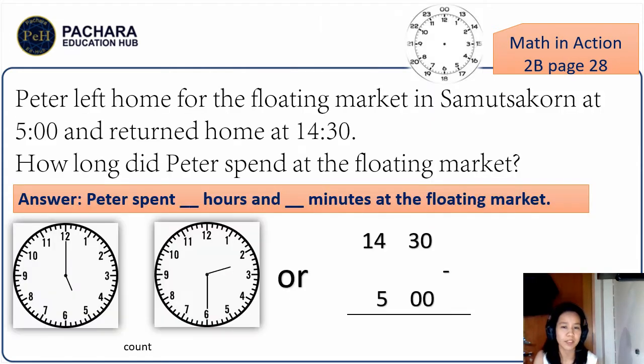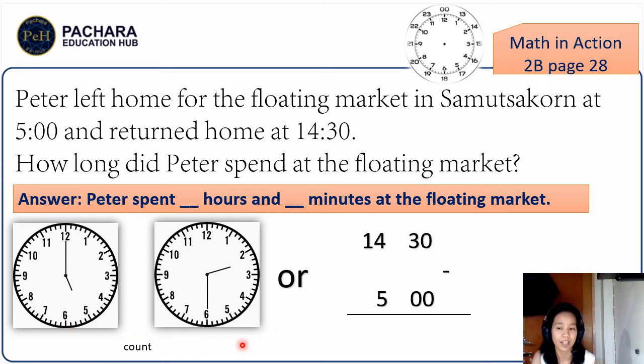So the solution for that is subtraction, of course. Or you may count, because most of my students like counting, all right? That's what mathematics is for as well, to find a solution. So from 5 a.m., 5 o'clock in the morning, you need to count until the afternoon, 2:30 p.m. or 14:30. So let's count.